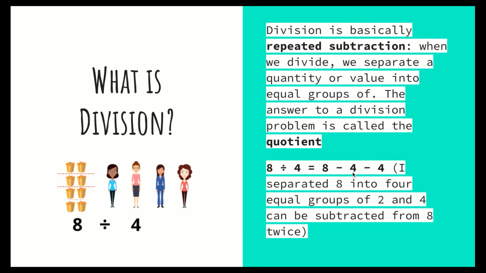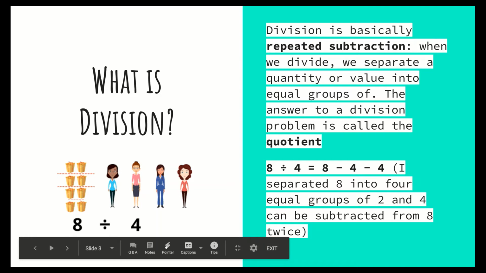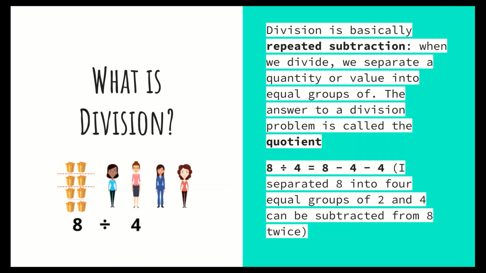And then 8 minus 4 minus 4, we know that 4 can be subtracted twice from 8 with no remainder. So this is what you would call a nice even number. That means when I divide it, I don't have any remainders. So 8 divided by 4 is 2, okay? Each person gets 2 gifts. And if I think about it in the subtraction way, 8 minus 4 minus 4, I can subtract the number 4 twice from 8 and get 0 left over.